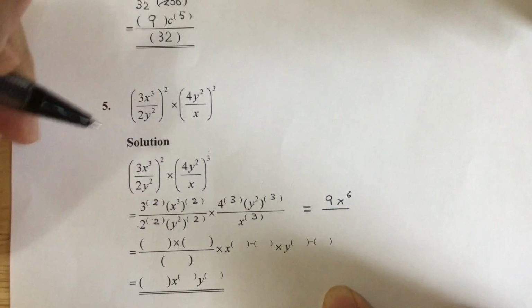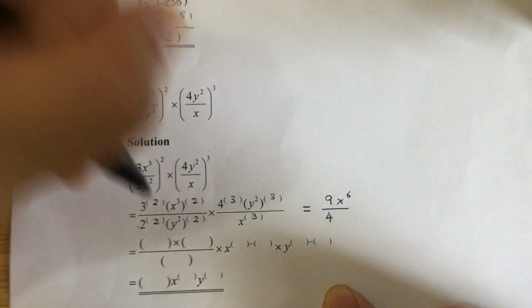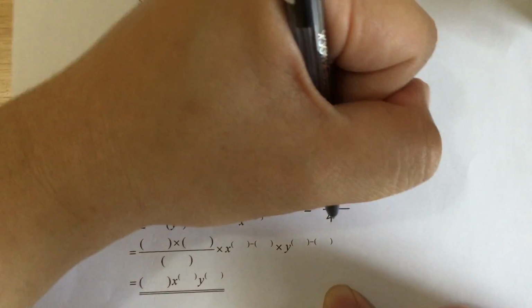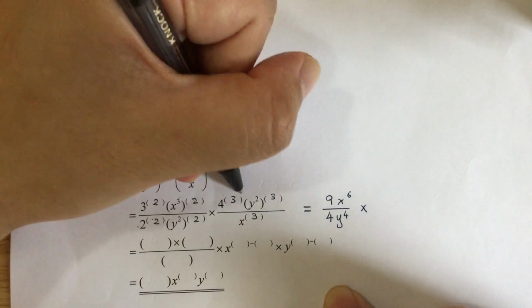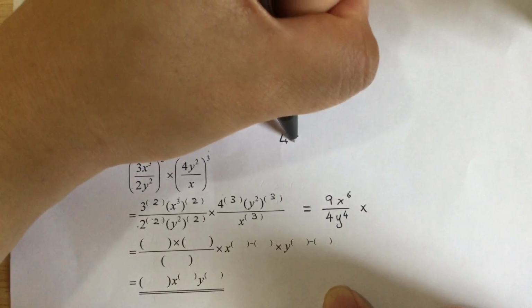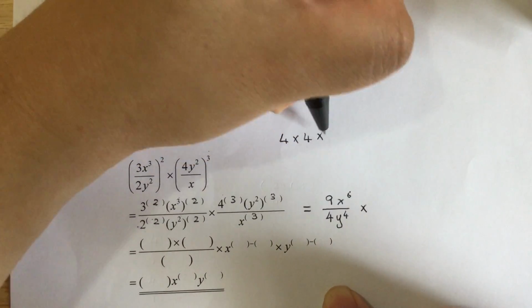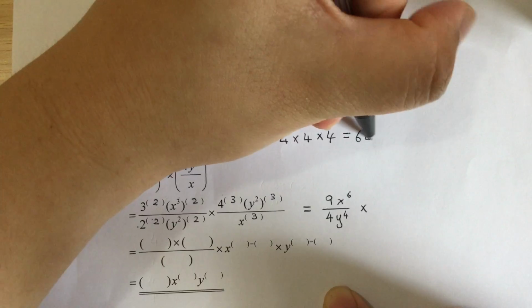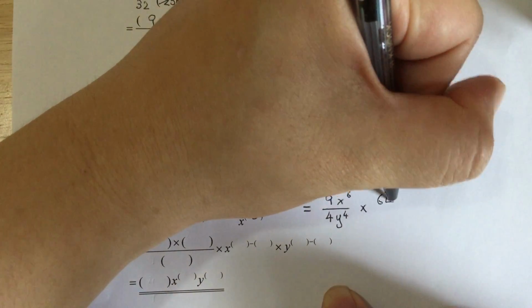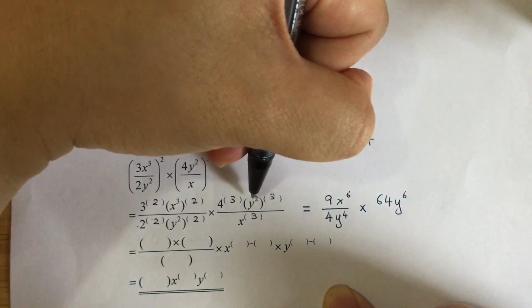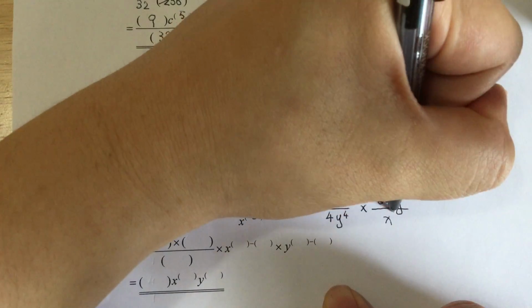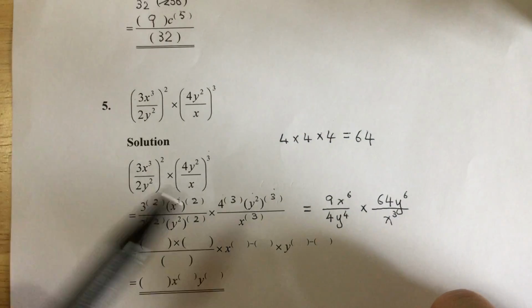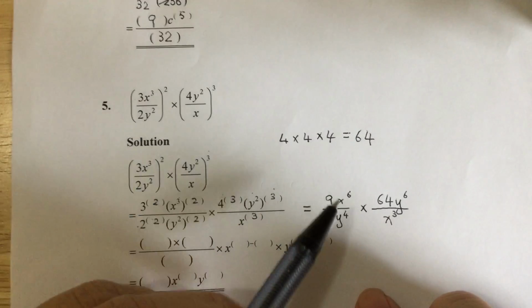2 squared is 4. Y with 2 times 2, this is y to the power 4. Times 4 with the power 3 is 4 times 4 is 16, 16 times 4 is 64. So you got 64 here. And then y with the power 6, 2 times 3 is 6, and x with the power 3. And then we can do the numbers first.